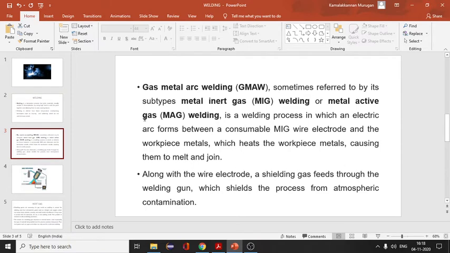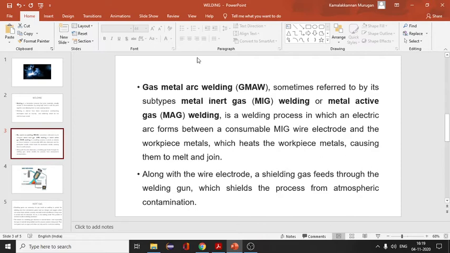In your engineering practices laboratory, you did some experiments in the arc welding process, I guess. In your manufacturing technology course, you are going to do an experiment in metal inert gas welding. Sometimes this is also known as gas metal arc welding or metal active gas welding. But in general, this is known as MIG welding or metal inert gas welding. In the MIG welding process, an electric arc forms between a consumable MIG wire electrode and the workpiece metals, which heats the workpiece metals, causing them to melt and join.